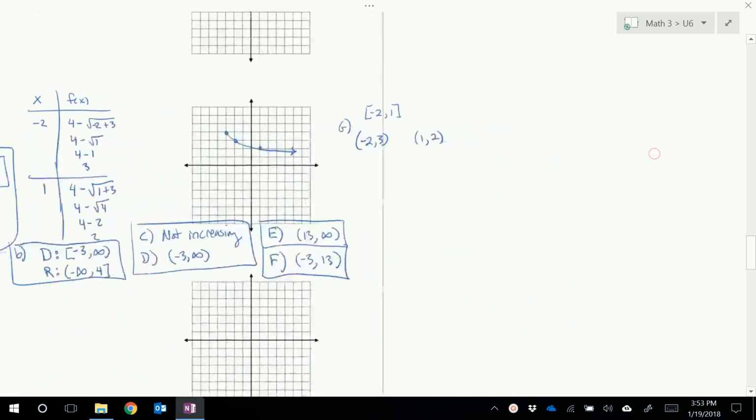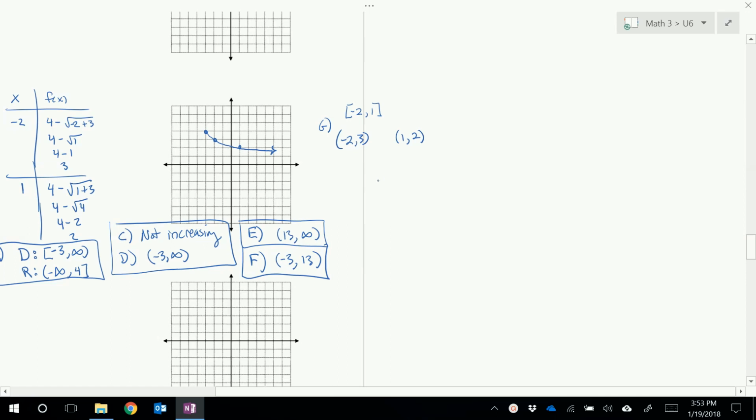The average rate of change is your slope, and so you use that slope formula. You subtract your two y values in the numerator and your two x values in the denominator, and pick which direction you want to go. So I'm going to go negative 2 minus 1 over 3 minus 2, which is negative 3 over 1, or negative 3. So the average rate of change is negative 3 from the point negative 2 to 1.